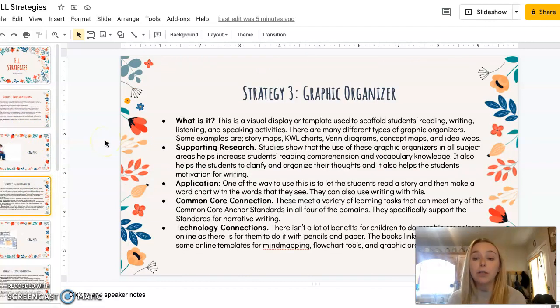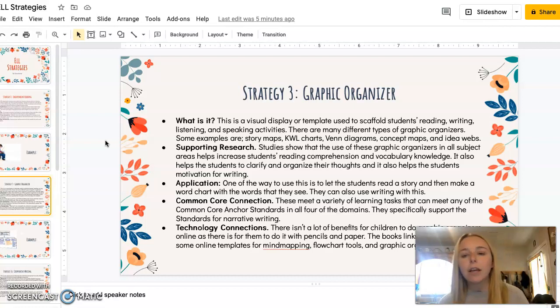My second one is strategy 3. It's graphic organizer. It's a visual display or template used to scaffold students' reading, writing, listening, and speaking activities. So that can be like a KWL chart, diagrams, concept maps, all kinds of stuff. The research supports that it helps in all subject areas to increase their reading comprehension and vocabulary comprehension. For their application, they could make a story and then make a word chart as a graphic organizer to kind of keep in mind what words they're using.